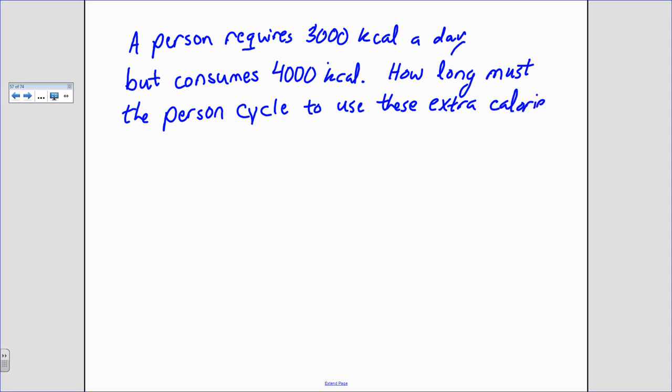Different activities use different numbers of calories, require different amounts of energy. So I'm looking at table 4.2. This is in your book. You'll need it for the homework as well. But it's on page 75 in your book. And it just gives estimates of the amount of energy that's required for different activities.